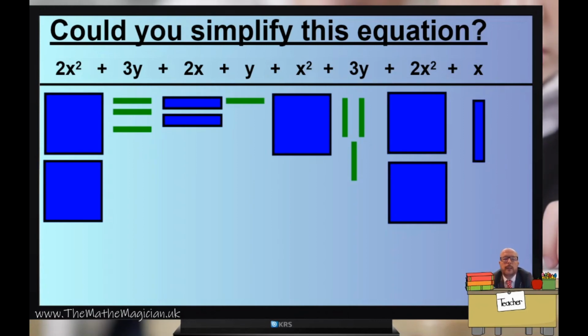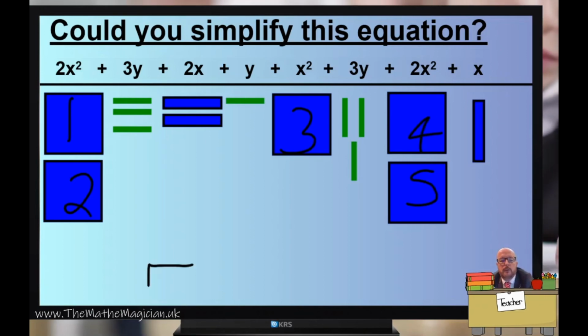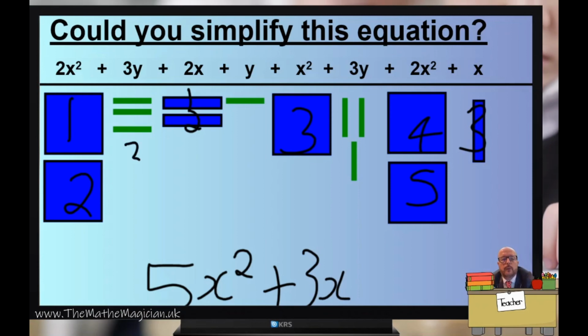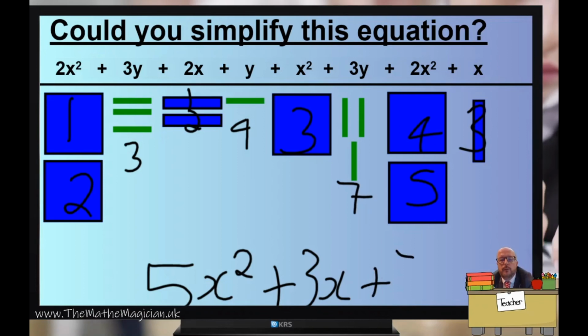Now, we need to work out what it is that we've got. Well, if we look at the x squareds first, we've got 1, 2, 3, 4, 5 x squareds. Then we need to look at our x's. So we've got 1, 2, 3 x's. That's positive 3 x's. And then I've got 1, 2, 3, 4, 5, 6, 7 positive y's. How did you get on?